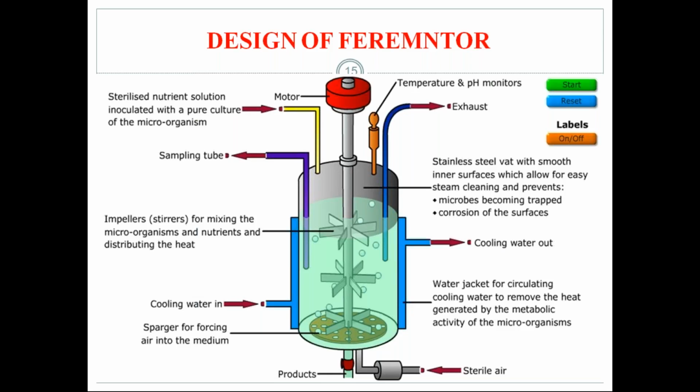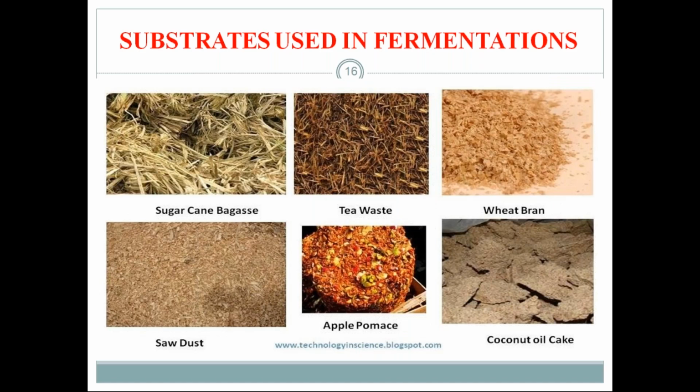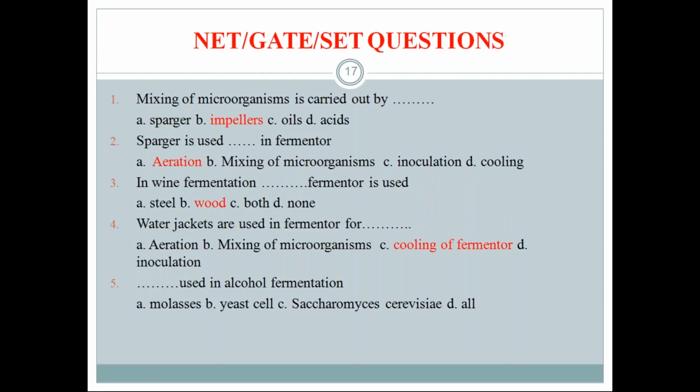Now the different substrates used in fermentation procedures. First is sugarcane bagasse. Sugarcane bagasse is majorly used in alcoholic fermentation. Then tea waste. Wheat bran. Wheat bran is majorly used in the production of different types of organic acids and also vitamins. Then sawdust, apple pomace, and coconut oil cake. These are the majorly used substrates in fermentation procedures. Now the questions.